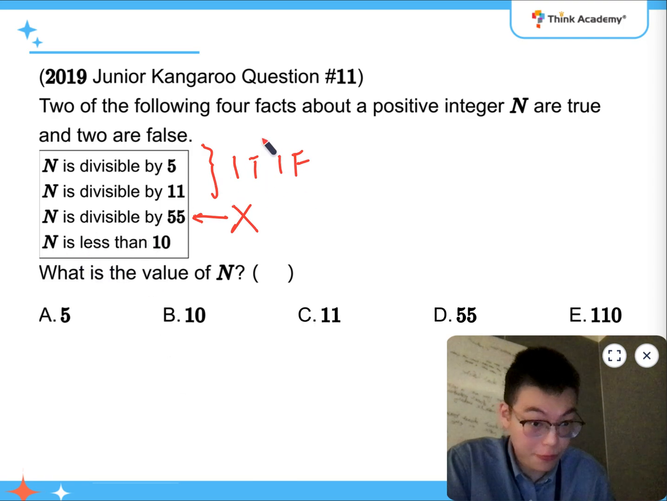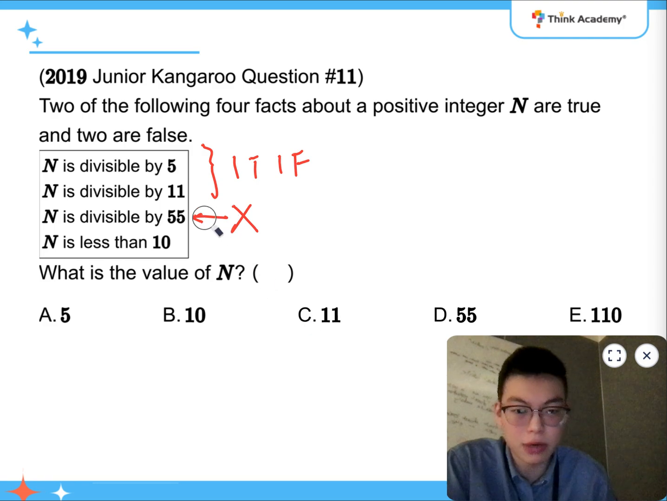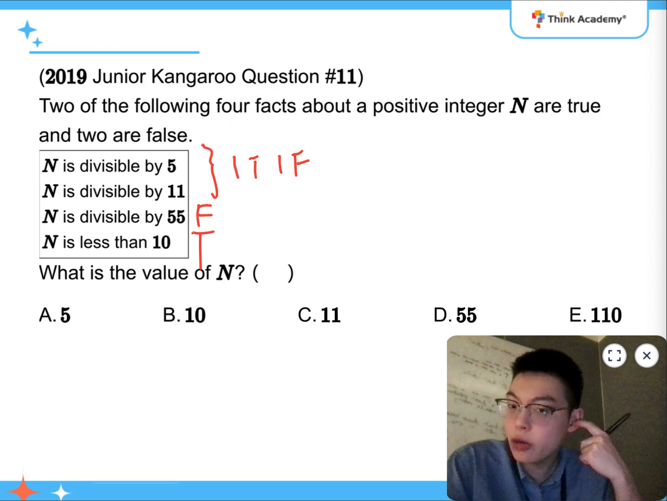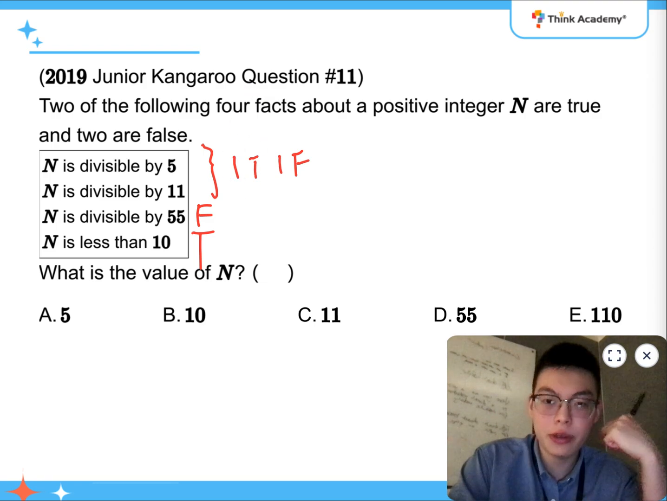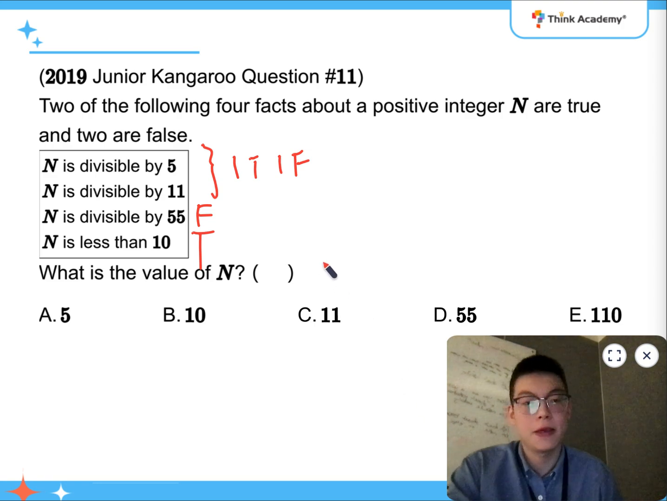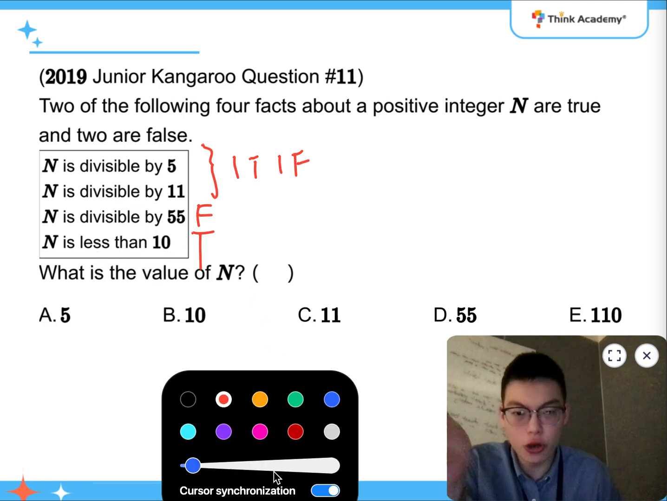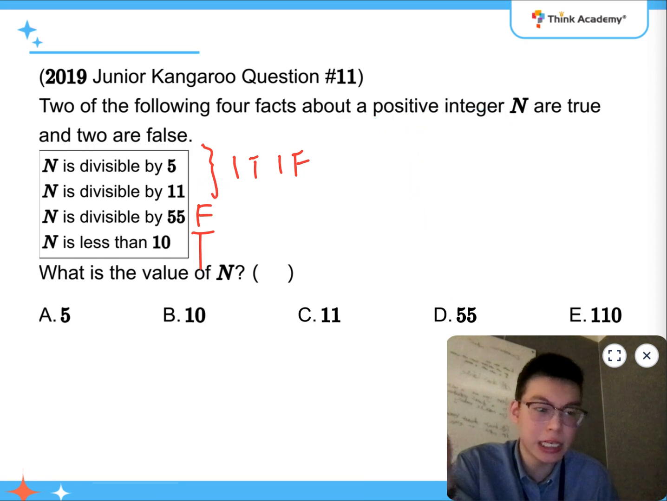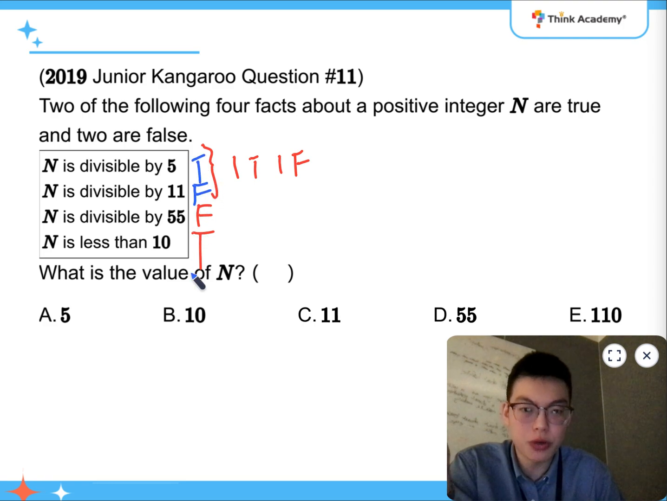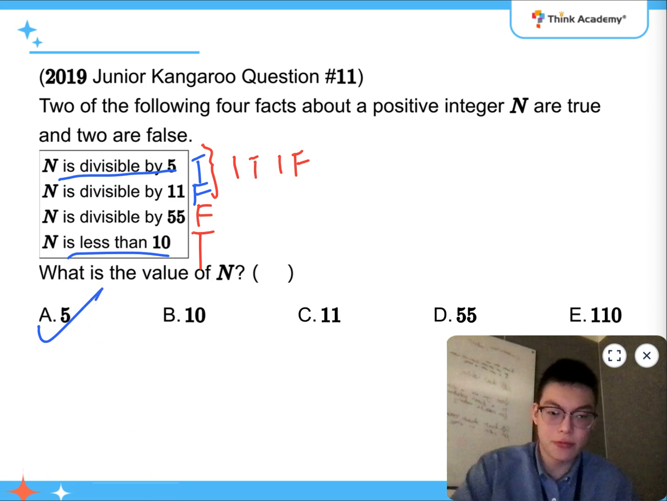Now, if that's one true and one false, I have the two false statements among the first three, which means that this last one is going to be, well, let's say I'm marking this as a false. But the last one would be true because the only one other true must be one of the first or the second statements, right? And now I can see that if n is less than 10, it cannot possibly be divisible by 11 because it's a positive integer, which means it's not 0. So this is false and this is true. So if anything is divisible by 5 and less than 10, it has to be 5. So the answer is 5.